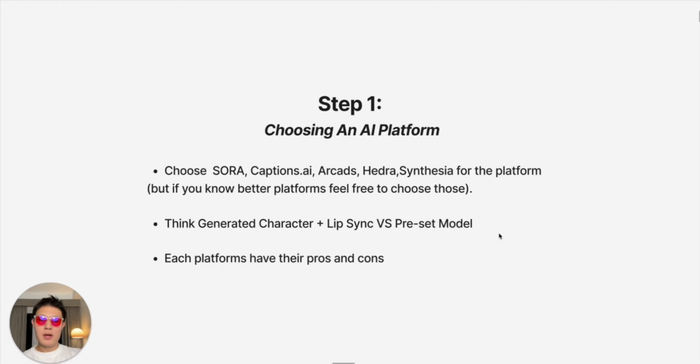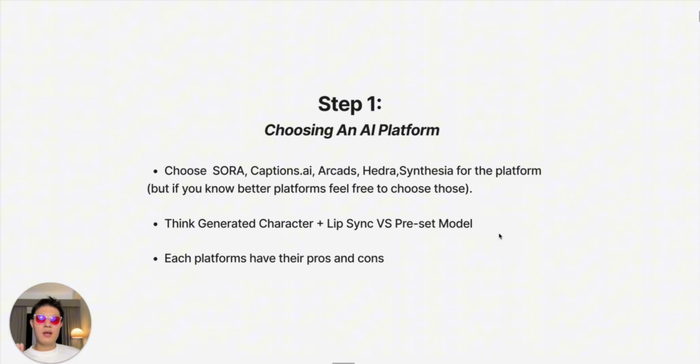So I personally use Sora and a lot of ARC ads. But if you were to use others as well, Captions AI is good, Hydra, Synthesia is pretty decent as well as the platforms. But if you know better platforms that you personally just like on your own, just feel free to choose those instead. But there is a big difference when you're using these platforms.